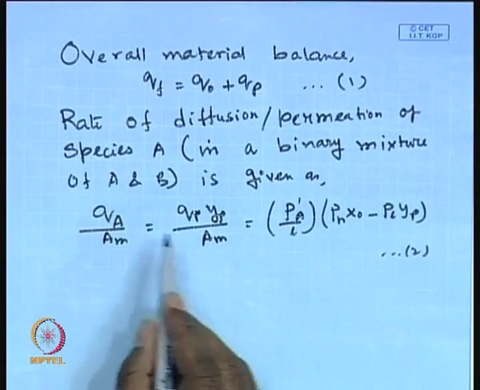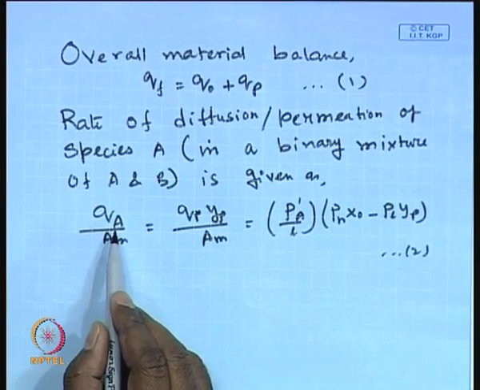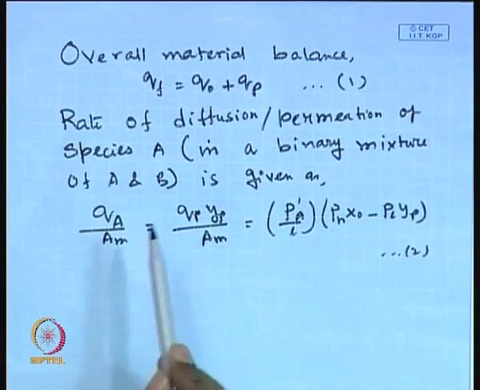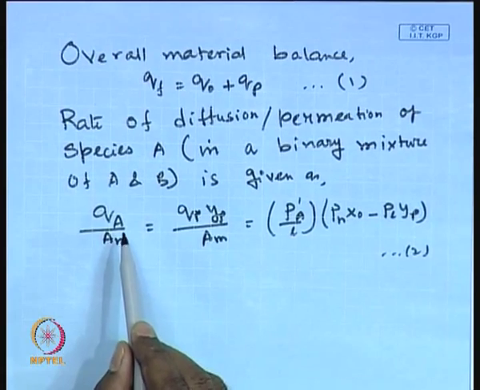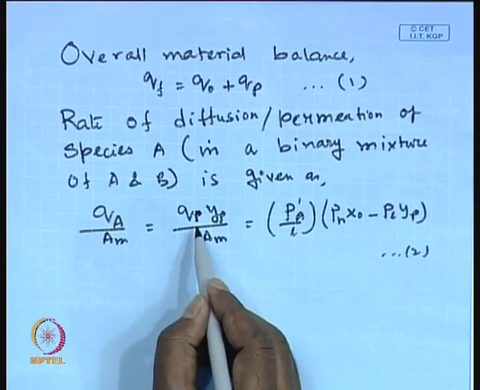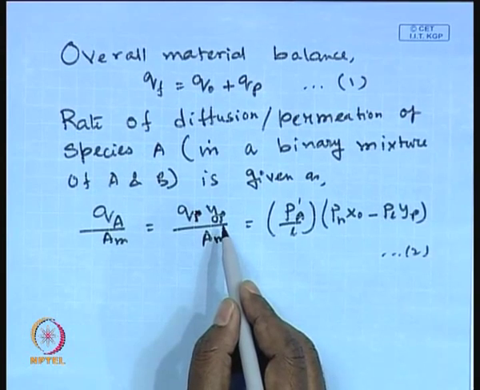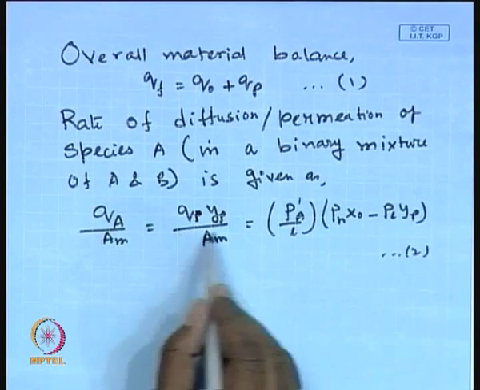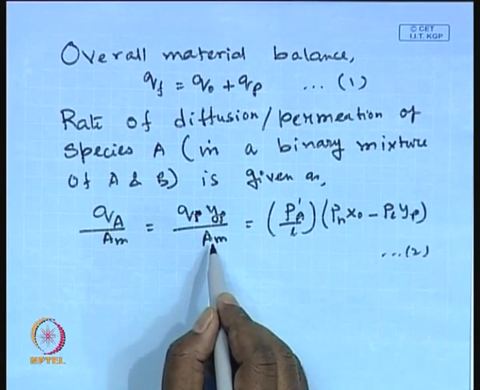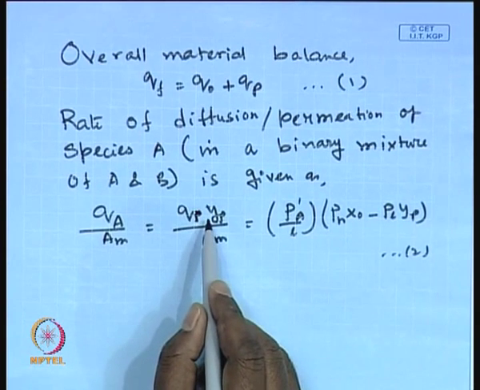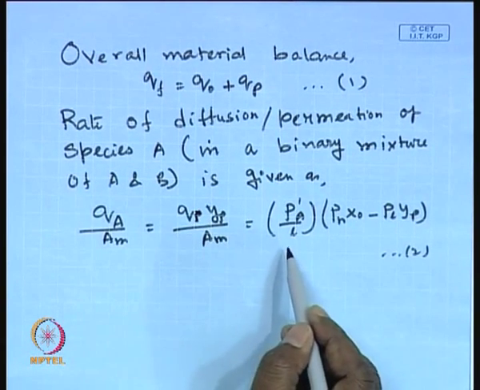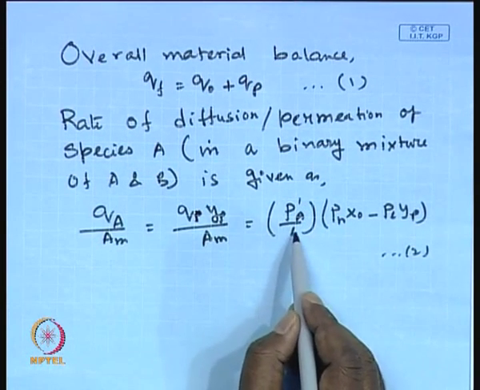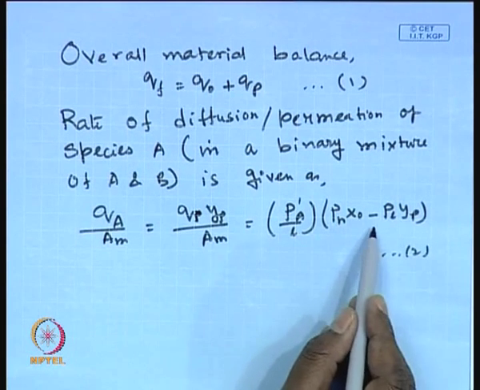Now, what is this? QA is the total flow rate of A in the permeate stream. Suppose we are talking about the separation of species A. The total flow rate of A in the permeate stream will be the total permeate flow rate Qp multiplied by the mole fraction of species A, that is yP, divided by the membrane area. Am is the membrane area. So, the flow rate of A per unit membrane area will be the permeability coefficient PA prime divided by L, where L is the thickness of the membrane, multiplied by the driving force.